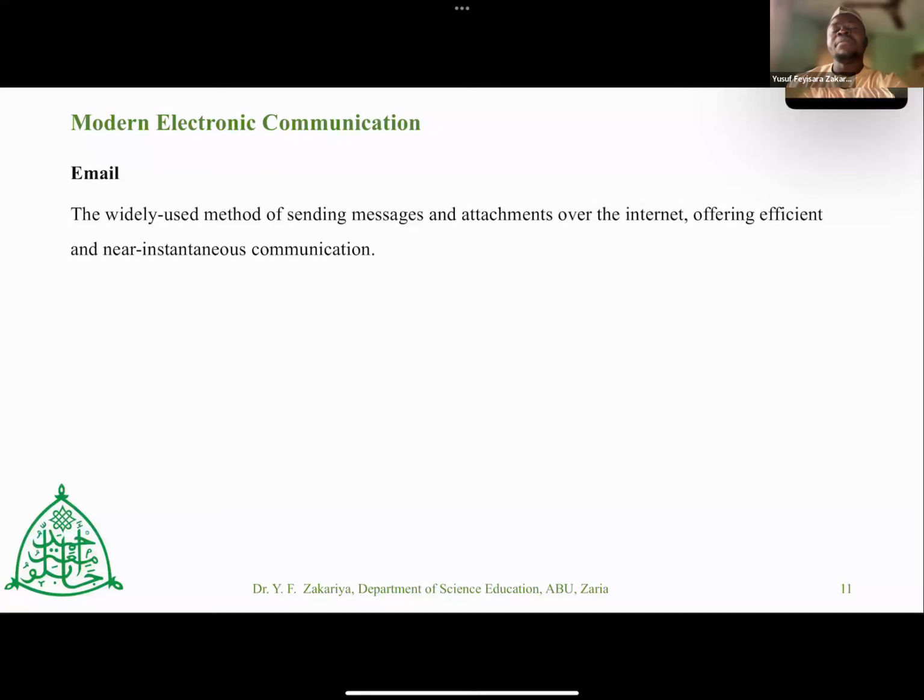Then we have social media, platforms like Facebook, Twitter, Instagram, WhatsApp. They facilitate the sharing of information and updates, connecting people on a global scale. We also have text messaging and instant messaging apps, like SMS, Skype, Slack, and WhatsApp. However, now WhatsApp is becoming more advanced than just a messaging app.